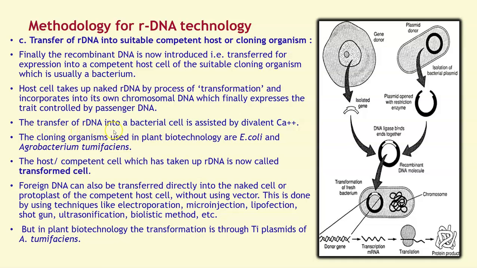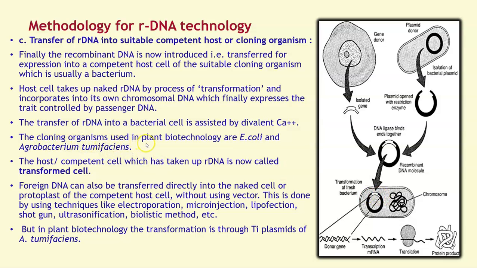The transfer of rDNA into a bacterial cell is assisted by divalent calcium. Here, have a look at this image here. This is your recombinant DNA that you have. This recombinant DNA is introduced into the bacterium by a process called transformation. This is a competent host cell which allows the entry of your recombinant DNA within it, and it gets integrated with the chromosomes and can then be used for the expression of the passenger or the donor gene.